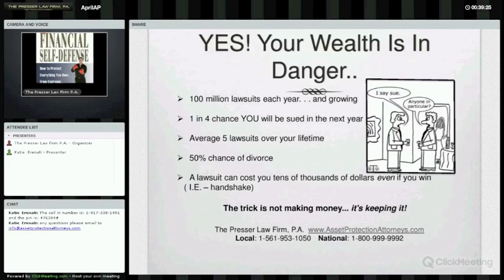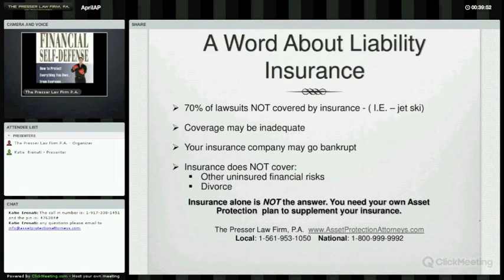Also, a lawsuit can cost you tens of thousands of dollars even if you win the case. My point here is that almost anybody can hire an attorney for free on a contingency fee basis, so they make it so easy and cheap to sue someone. But to defend yourself, even if you win the case, it can cost you tens of thousands of dollars, if not hundreds of thousands of dollars. So the trick is not really making money, it's keeping it. The challenge that I give to all of my clients is that for every 60 minutes you spend making money, spend 60 seconds thinking about how to protect it.